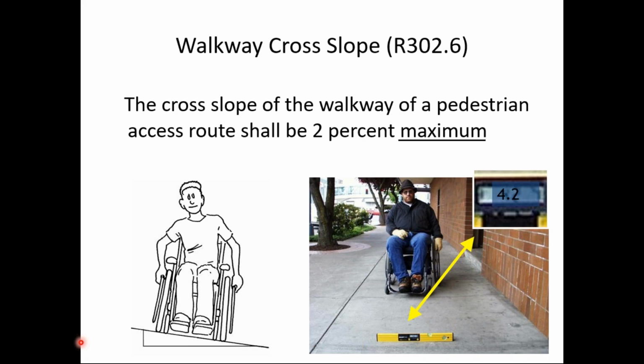It's been said that for a 3% cross slope, that's only 1% more than the maximum, someone in a manual wheelchair expends 50% more energy than they would on a 2% cross slope. And if you ever get a chance to get in a manual wheelchair, I'd encourage you to check that out for yourself. You'll probably see the biggest thing you'll notice if you're not familiar with a manual wheelchair once you get in it is the effect of cross slope.